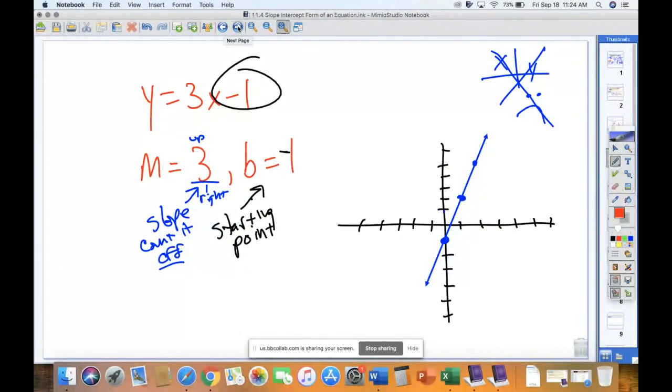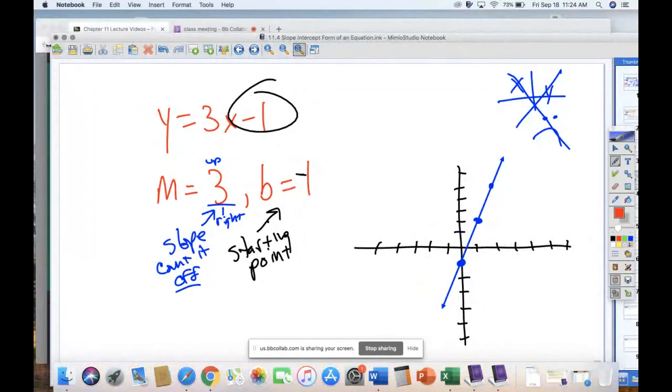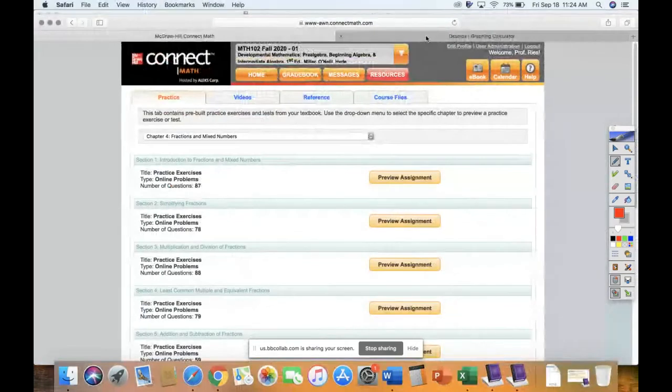Reese is just making it up. Maybe he's full of it. Maybe he's just lying to us. Well, let's go online. I want to show you a nice calculator out there, a nice graphing calculator.